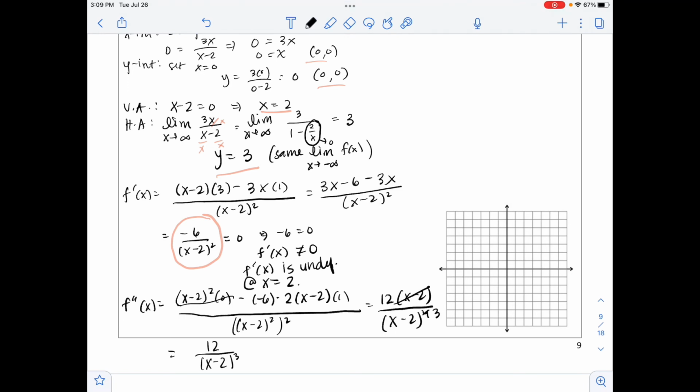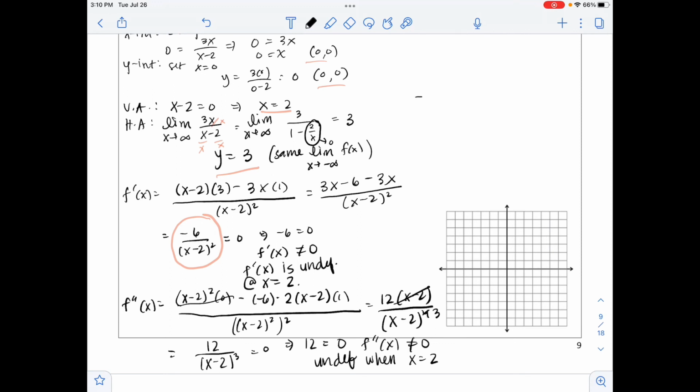And so in order to find our possible inflection points, we need to set this equal to 0. And you'll notice that when we do that, we get 12 is equal to 0, which makes no sense. So our second derivative is never going to equal 0. However, we can say it's undefined when x equals 2. So the only value that we need to look at would be when x is equal to 2. However, x is equal to 2 is also not in our domain. It's going to be a vertical asymptote at that value. So we won't have inflection points or points for maximums and minimums.